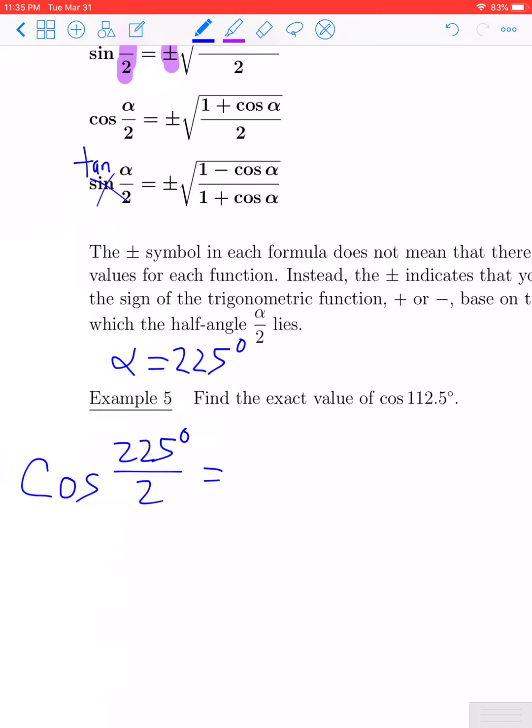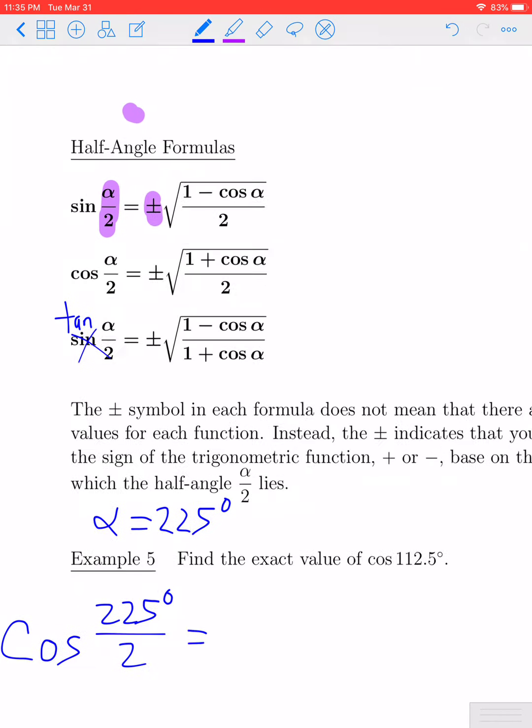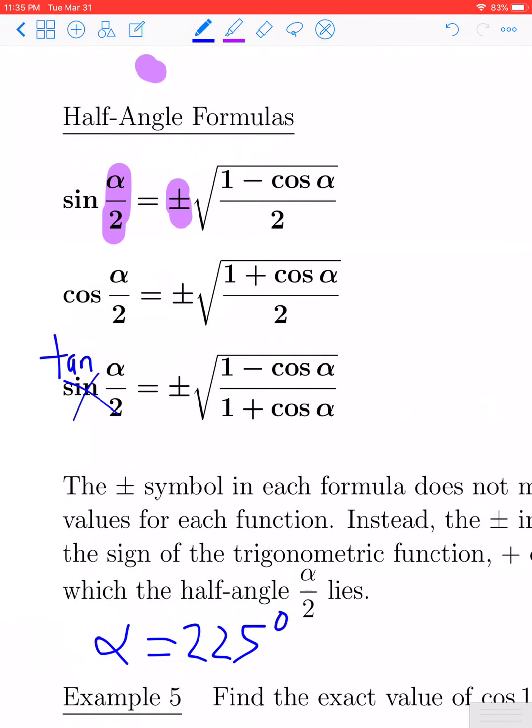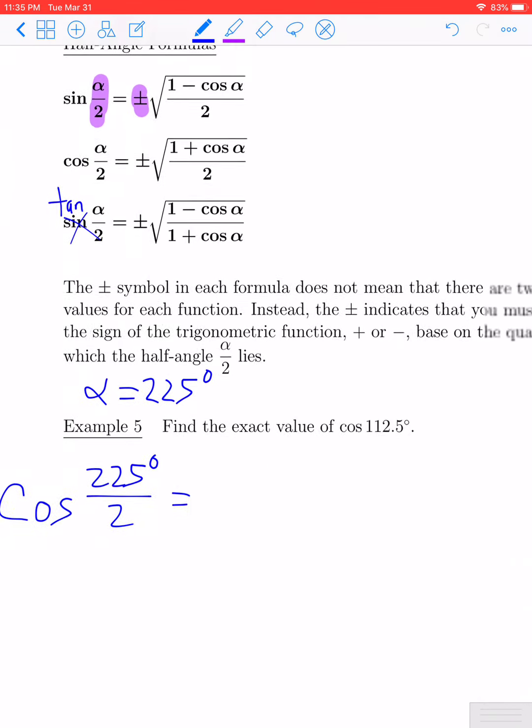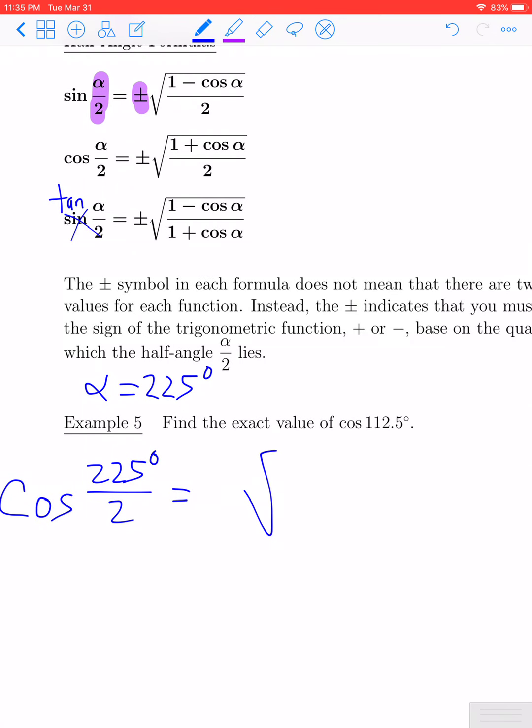So we're going to use the formula for the cosine of alpha over 2. Again, it's plus or minus the square root of (1 plus cosine alpha) over 2. So this is going to be the square root of (1 plus the cosine of 225 degrees) divided by 2. And we need to determine whether this is going to be a plus or a minus sign in front.